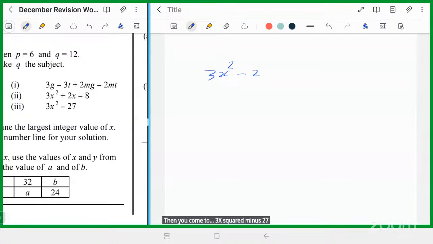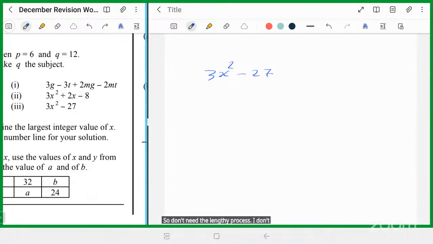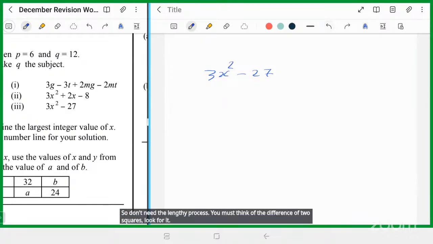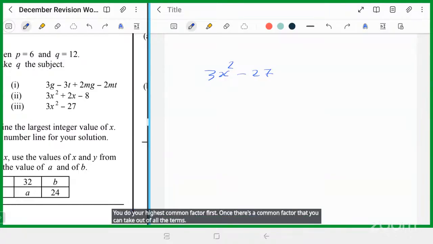Then we come to 3x squared minus 27. Now this is a quadratic, it's not a trinomial, it's just 2 terms there. So you don't need a lengthy process. And whenever you get a factorization, you see a negative in there, you must think of the difference of two squares. Look for it. But initially what we have is just a common factor. And every time you have a factorization, it is not a quadratic, not a trinomial, you do your highest common factor first. Once there's a common factor that you can take out of all the terms, take it out first.